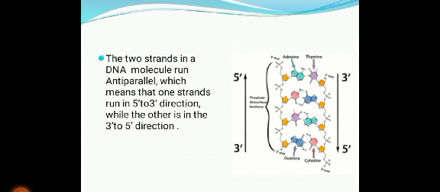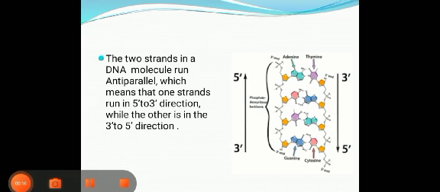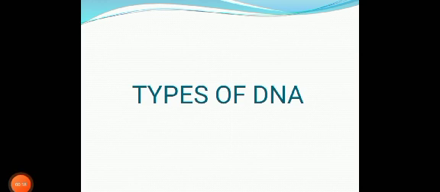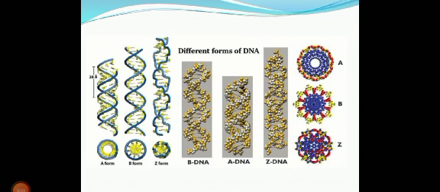The two strands in DNA molecules run antiparallel, which means that one strand runs in the 5' to 3' direction, while the other is in the 3' to 5' direction. Types of DNA. Different forms of DNA: B DNA, A DNA, and Z DNA.